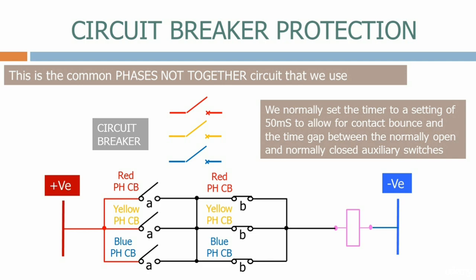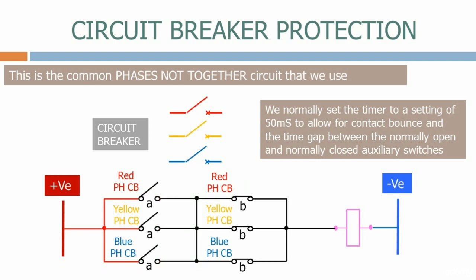In the healthy state when the breaker is open, there is no positive feed to the relay and it therefore doesn't operate. Let's now close the circuit breaker. In the closed position, when everything's healthy, there is still no feed to the Phases Not Together timer. Let's now open the circuit breaker.